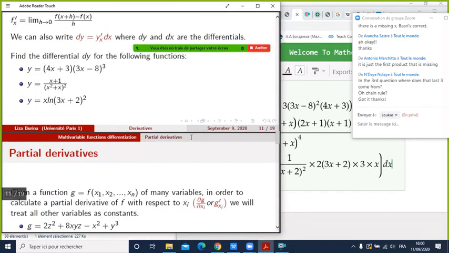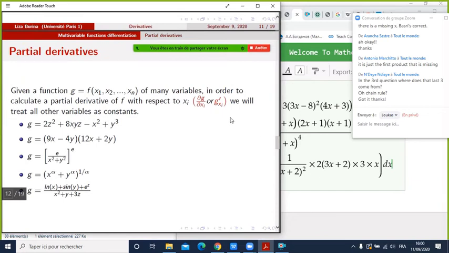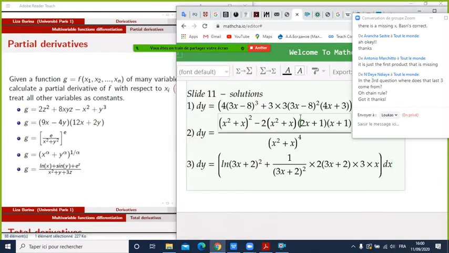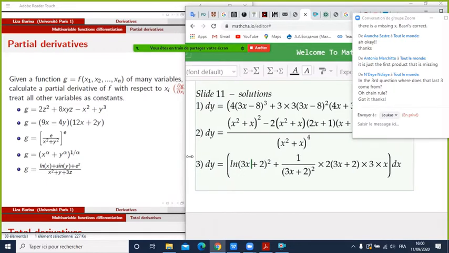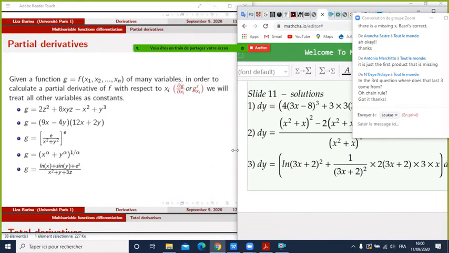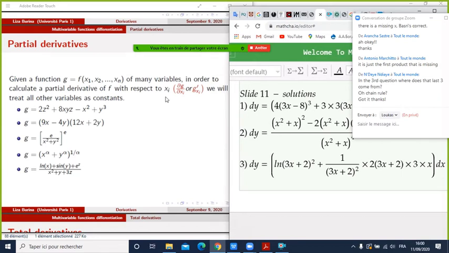Moving on. Partial derivatives. This is something you probably were struggling with when we were talking implicit function. So let's see now the little theory behind it. Well, it's not theory, it's just logic. Given a function with many variables, x1, x2, and so on, or in our case we always have x, y, in order to calculate a partial derivative of this function with respect to one of the variables, we will treat other variables as constant.